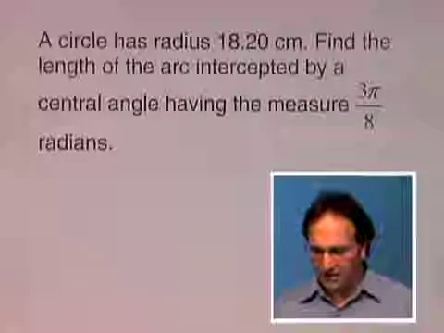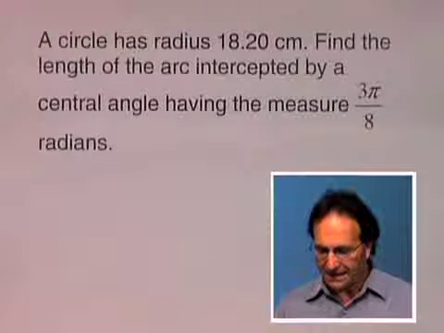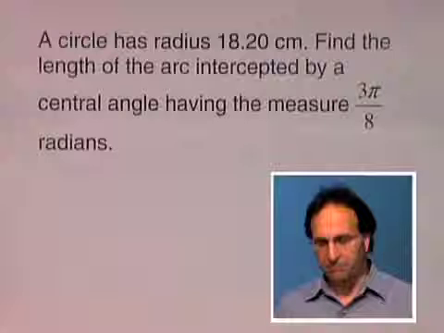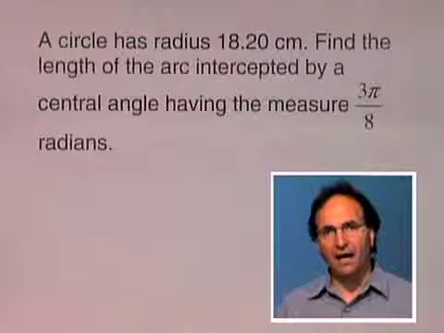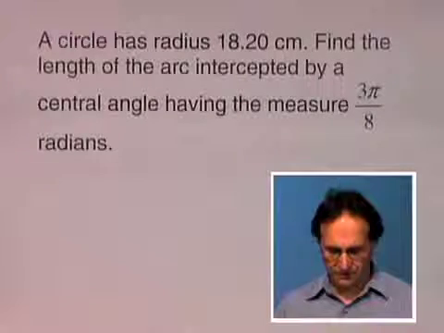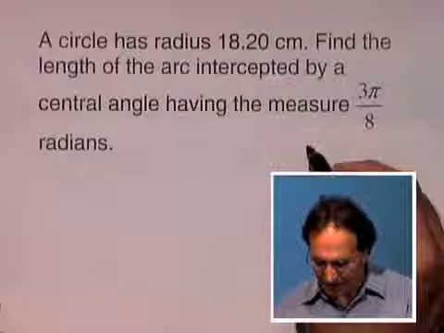In this example, we'll be finding arc length. A circle has a radius of 18.20 centimeters. Find the length of the arc intercepted by a central angle having the measure 3 pi over 8 radians. Just to get an idea of what we're doing here, let's draw a diagram.